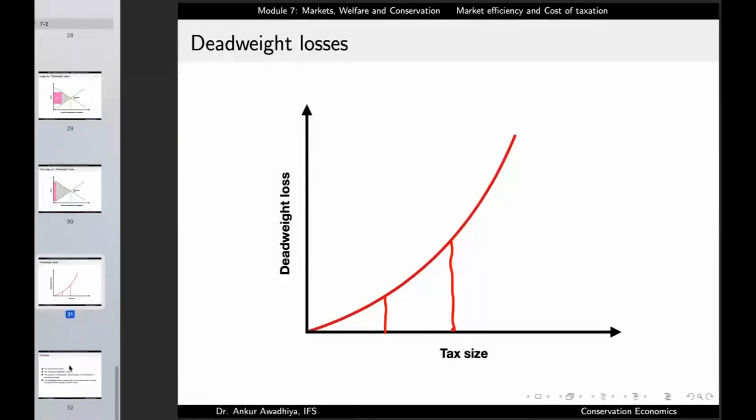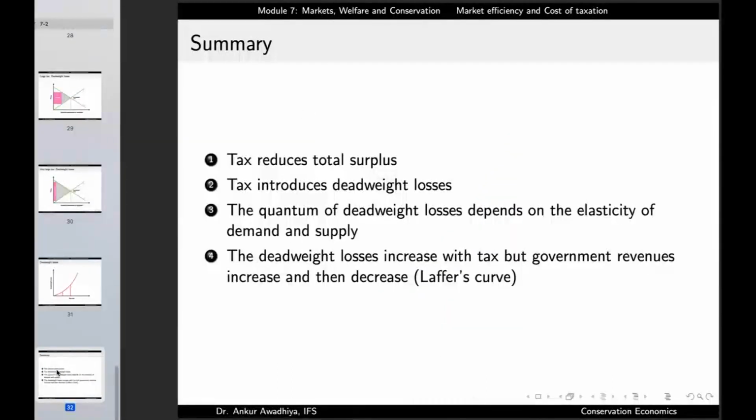So with this, we can now summarize the learnings of today's lecture. The first is that the tax reduces the total surplus by introducing deadweight losses. Total surplus is the sum of the producer surplus and the consumer surplus, which means that the area below the demand curve and above the supply curve to the left of the equilibrium gives us the total surplus. And it is distributed between the producers and the consumers.